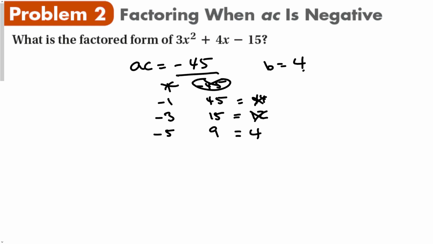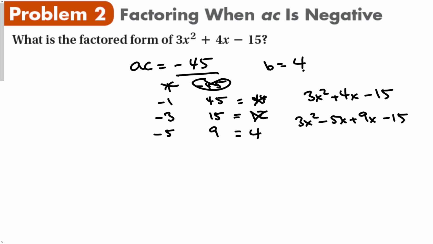So that's just the first step, right? Now we need to factor the trinomial. So we start with 3x squared plus 4x minus 15. I break the 4 into minus 5x and plus 9x. That's still going to give me 4 when I put them back together.